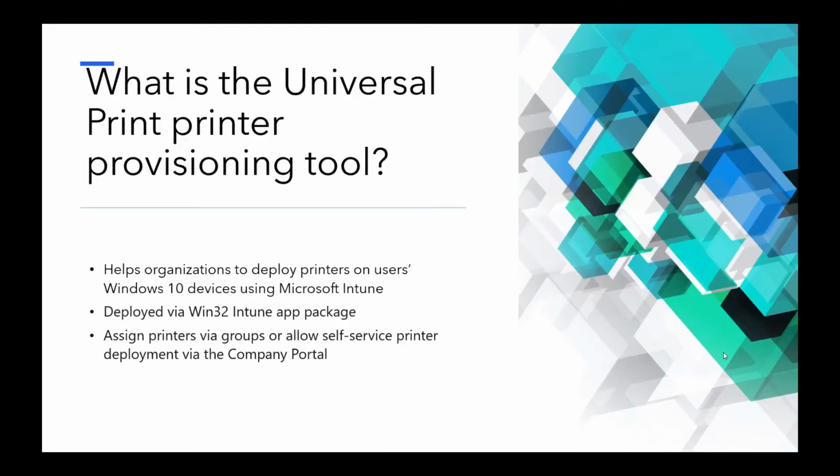Before we get started, let's talk about what the Universal Printer Provisioning tool is. It's a tool that helps organizations deploy printers on users' Windows 10 devices utilizing Microsoft Intune. It's deployed via Win32 Intune app packages, and it gives you the ability to assign printers via groups or allow self-service printer deployment via the company portal.